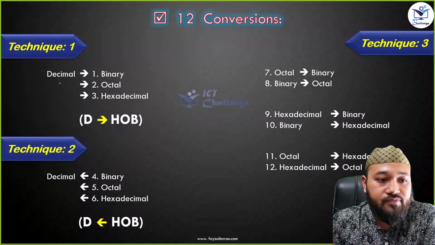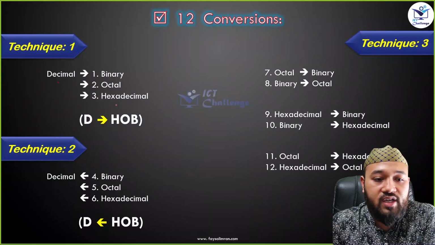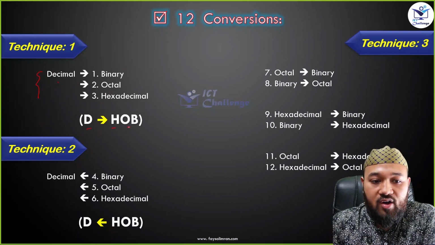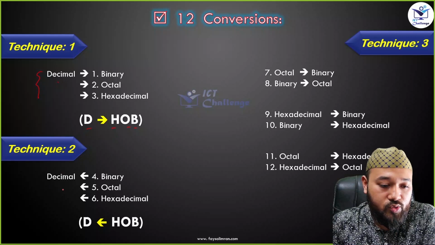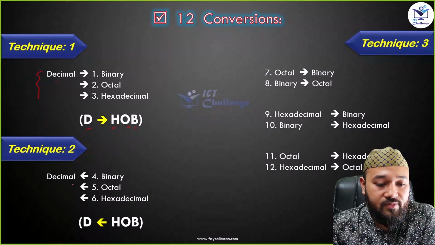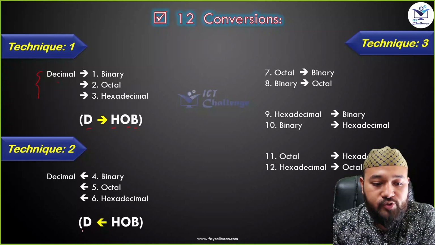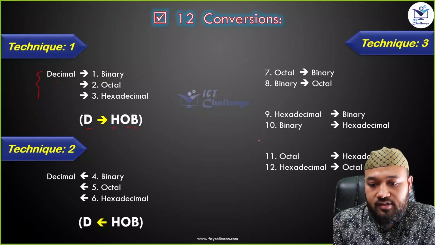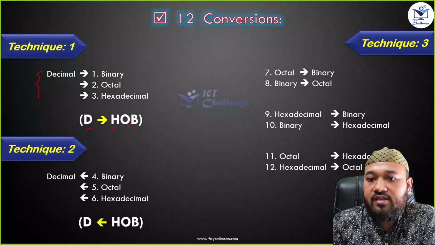Technique 1, decimal to binary, octal and hexadecimal. We may call it D to hop, decimal to hexa, octal, binary. Technique 2, binary, octal and hexadecimal to decimal. We may call it hop to D. Okay. In technique 3, we also get 6 rules here.